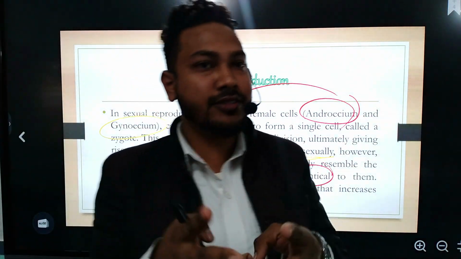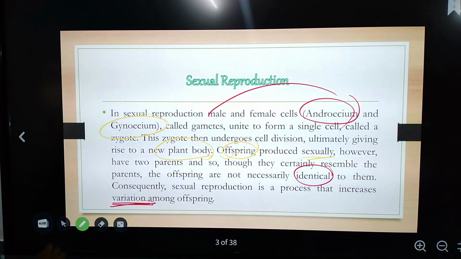Why? Just because there are two parents necessary for sexual reproduction. So whenever the offspring comes, it might look similar or it might not look similar. But in asexual reproduction, it is very much identical, right? So now let's move to the next presentation.